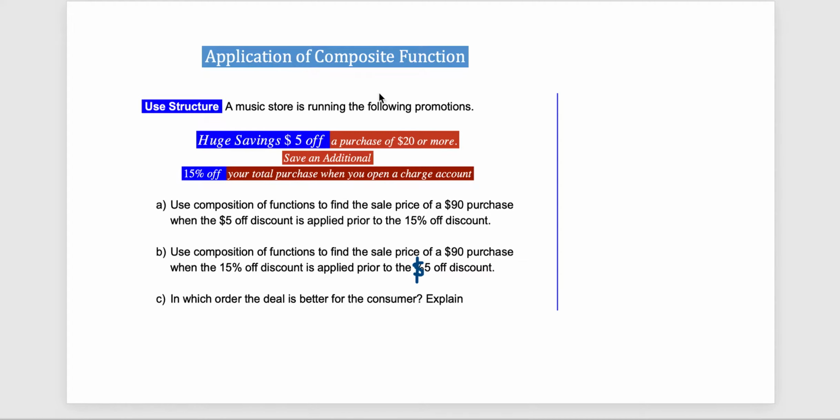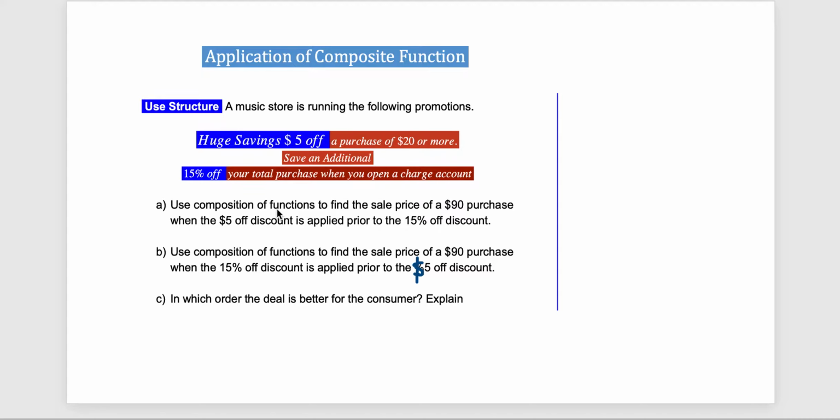Application of composite functions. A music store is running the following promotions. Huge savings, $5 off a purchase of $20 or more. Save an additional 15% off your total purchase when you open a charge account.